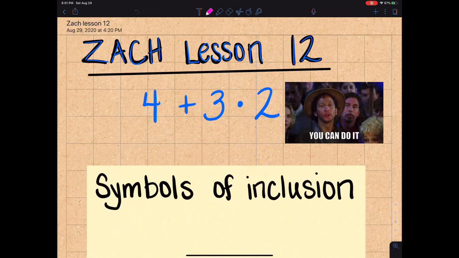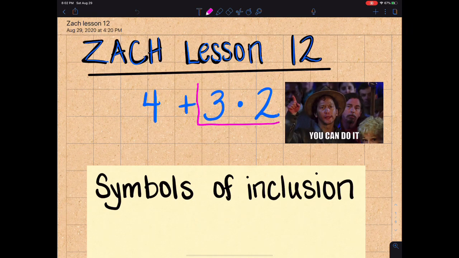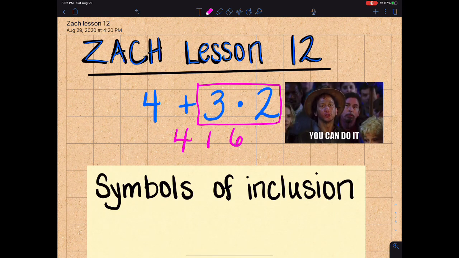Okay, hi again, Zach. This is lesson 12. The first thing that we're going to talk about is symbols of inclusion and combine that sort of with order of operations. So this first problem, this 4 plus 3 times 2, is a little bit of a review of lesson 11 because we found that the first thing that we do with the order of operations is we do the multiplication first. Okay, so we're going to do that part first. 3 times 2 is 6, and then this simplifies to 4 plus 6, and then of course the answer is 10.